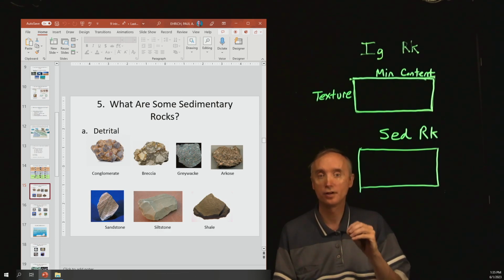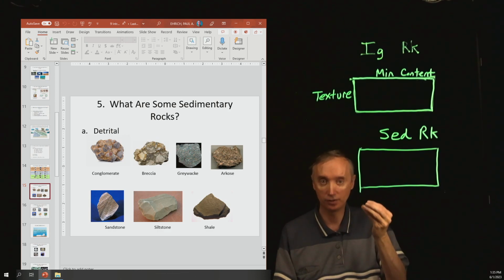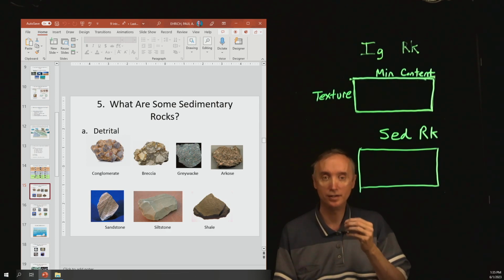So again, these are going to be other pieces of rocks that have been glued together. So you should know that the rock clay is going to be composed of clay-sized pieces of materials that have been glued together. They're so microscopic that you cannot even see them with the naked eye.